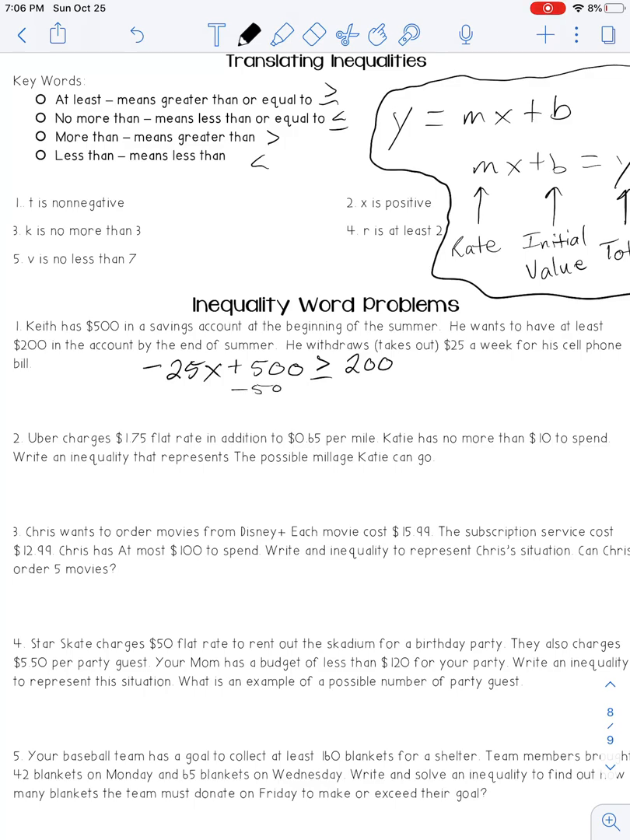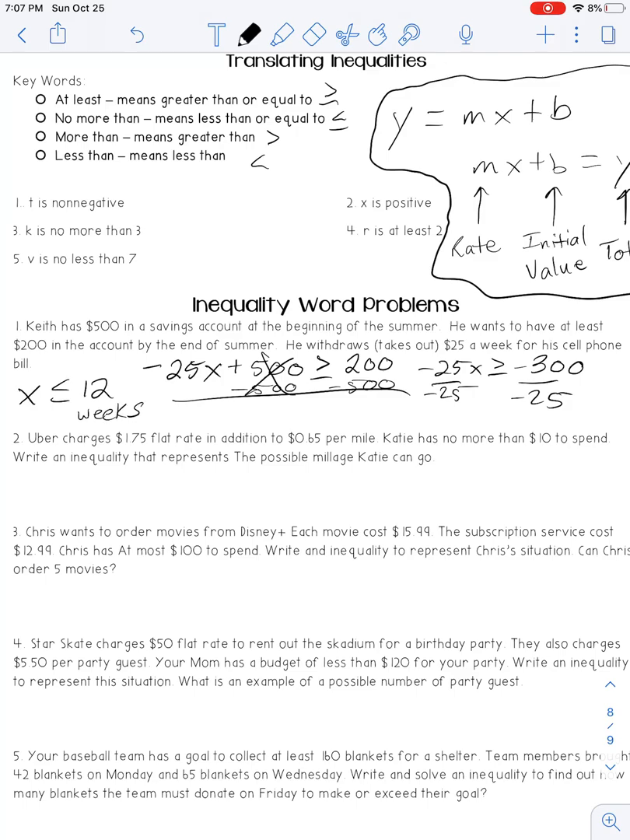Then what you do, solve it. Subtract, you get negative 25x is greater than or equal to negative 300. Okay, and then you're going to divide by negative 25. Remember, when you divide by a negative, you have to flip the sign. So it's going to be x is less than or equal to 12. Okay, so that's going to be 12 weeks. So that's how many weeks that he can withdraw $25.